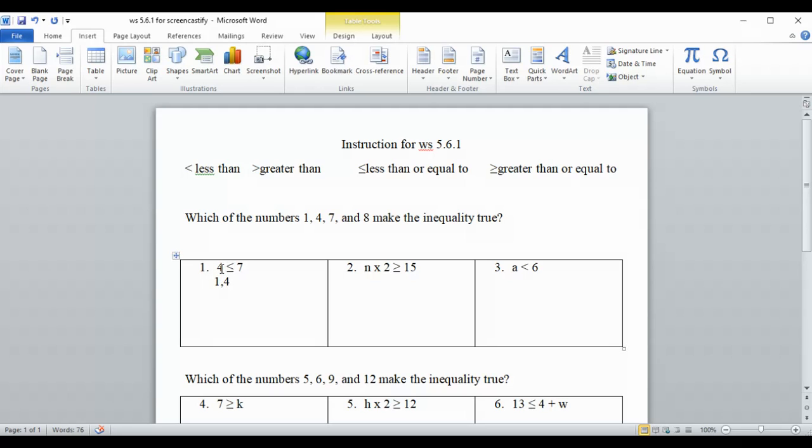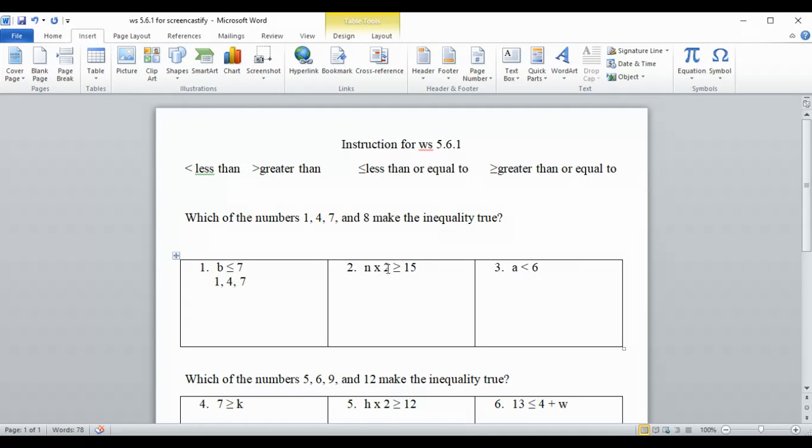Then we're going to go back up. We're going to try our next digit, which is 7. 7 is less than or equal to 7. Well, it's equal to 7, so that fits as well. So we're going to put 7 down there. And then we're going to try our next number, 8. 8 is less than or equal to 7. Nope, that one doesn't work because 8 is not less than 7. 8 is not equal to 7. So 8 does not work. Only these three numbers work.